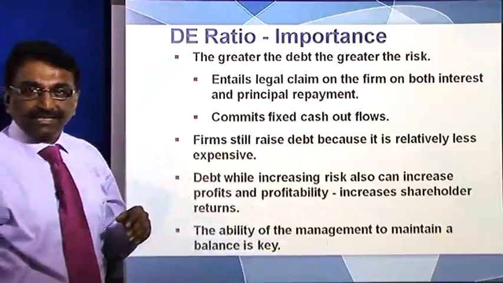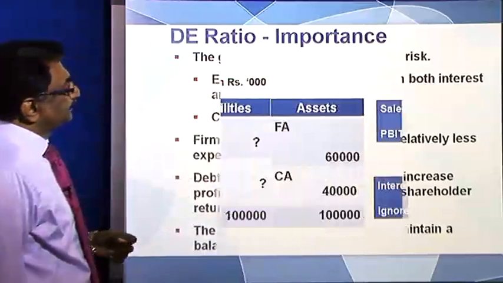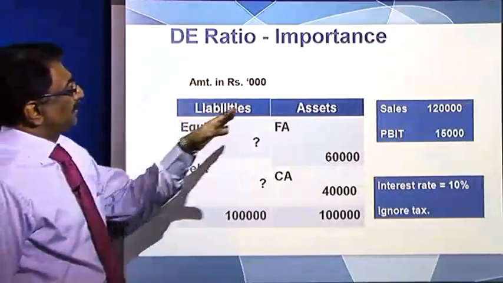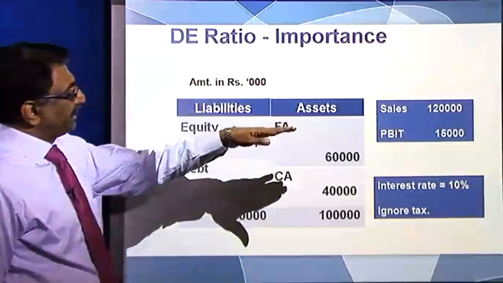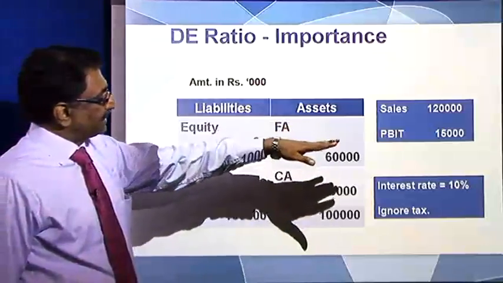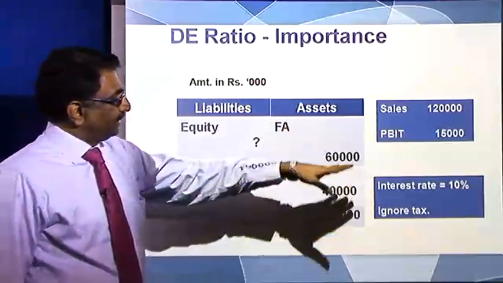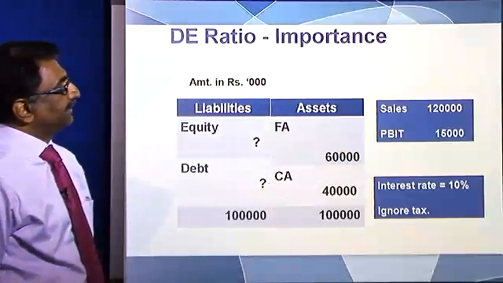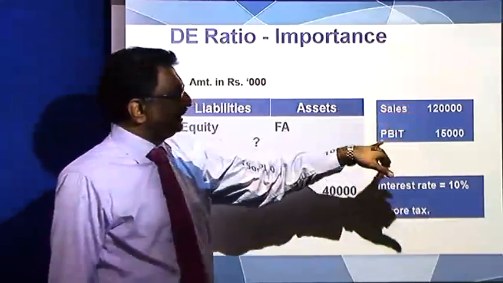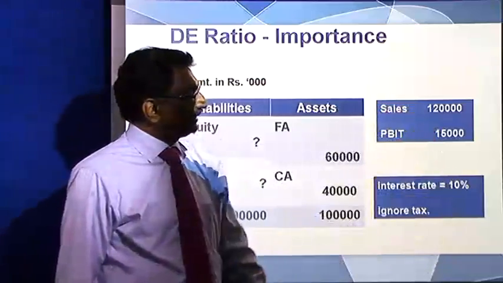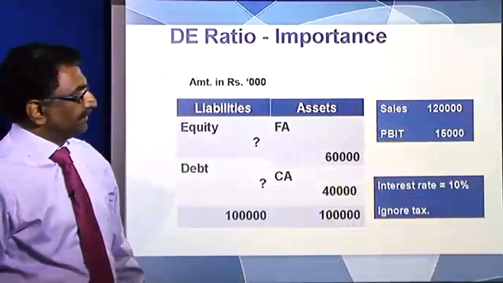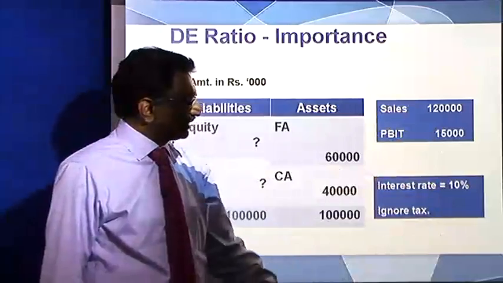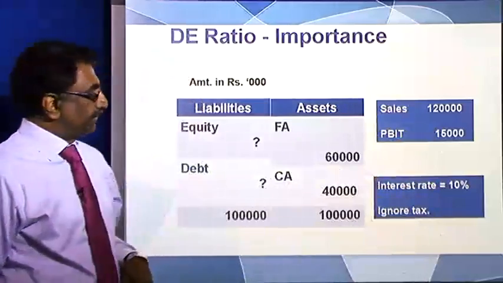Let us see this with an example. Let us assume we have a situation here where the assets are known, that is your fixed assets and current assets are 60,000 and 40,000, totaling to a balance sheet size of 1 lakh. The sales is 1 lakh 20. The profit before interest and tax is 15,000. Say the interest rate is 10%. We will ignore tax for simplicity purposes.